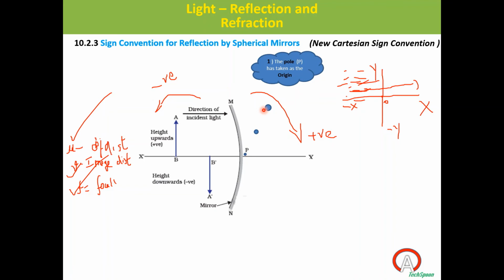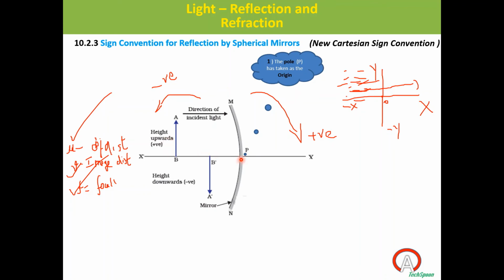Right side is always positive. Any measurement you have done, whether it is an object distance, an image distance or a focal length, on the right side of the mirror, you have to take as positive. And any measurement that you have done towards the left side of the mirror, you have to take as negative.